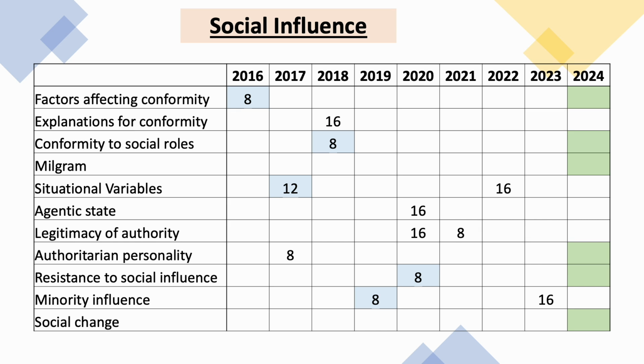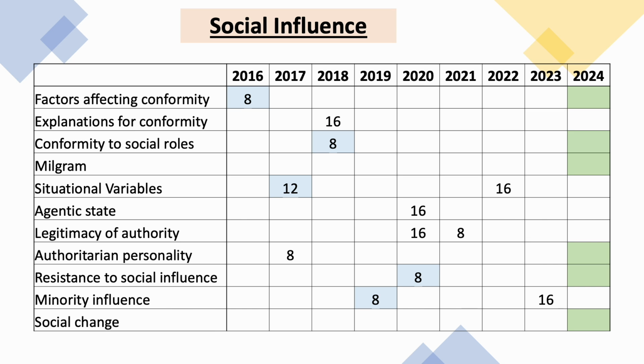The authoritarian personality has only ever come up as an 8 marker, albeit in A-level, and resistance to social influence has only come up in AS. So again, both of those are good shouts. Social change has never come up as a 16-mark essay, so that might also be something to have a look at. Social change also lends itself quite nicely to application questions, so that's something that I would build into my revision if I were doing it. Essay practice is at the top of your screen now for social change, just in case you want to have a look at it.